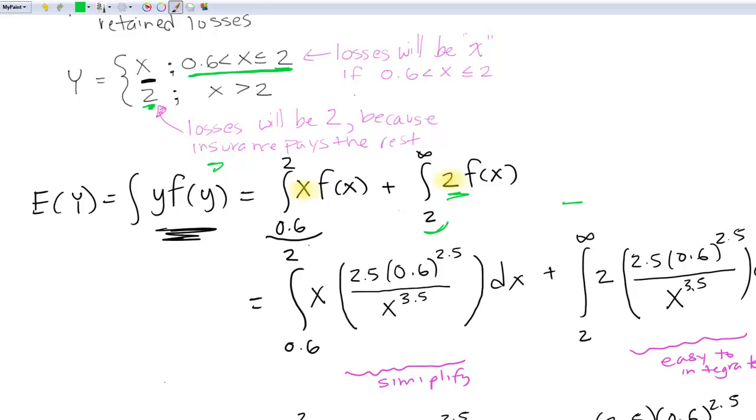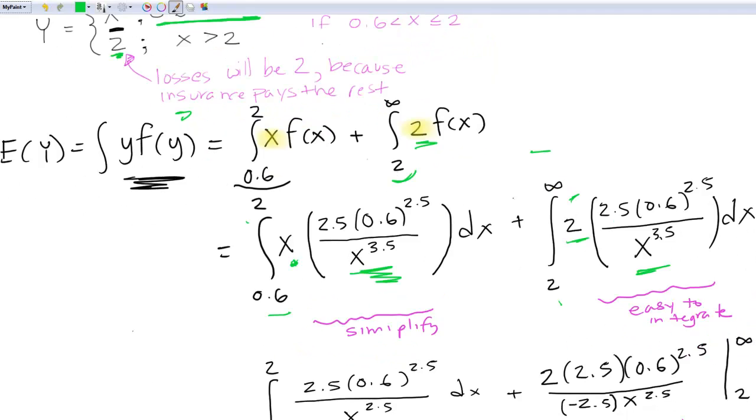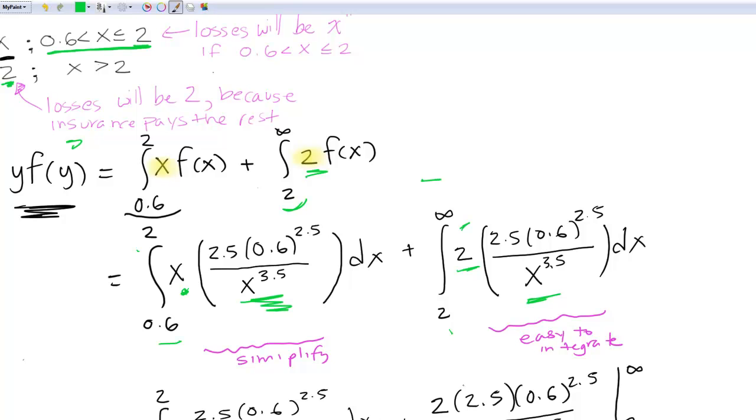So we're just going to plug in all the information that we know. It's going to be the integration of x times f of x, so this is just the f of x from 0.6 to 2, plus the integration of 2 times f of x from 2 to infinity. Okay, so first let's simplify here.